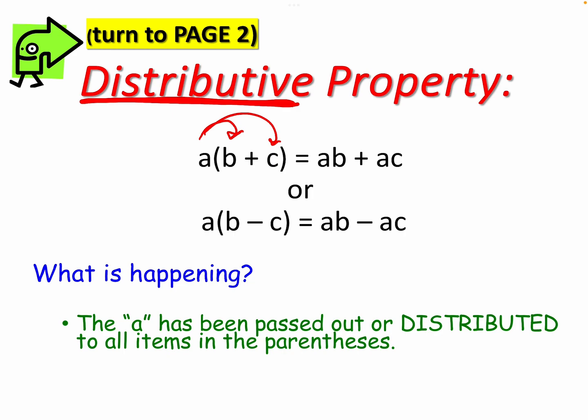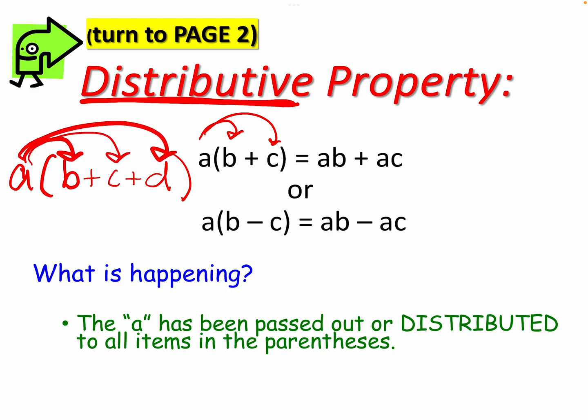Now, this is just written for 2 letters, but I could have A times the quantity B plus C plus D, which would be A times B, A times C, and A times D. And you could have those 3 items, and you would have AB plus AC plus AD. So it's passing that out to each item.